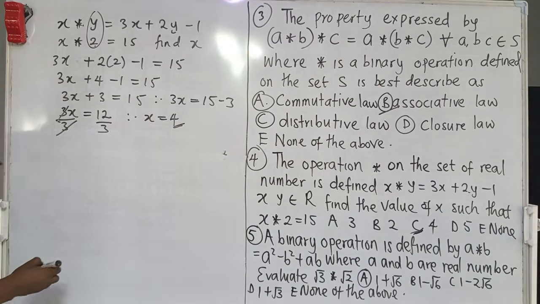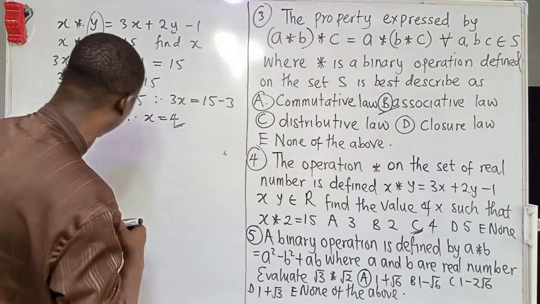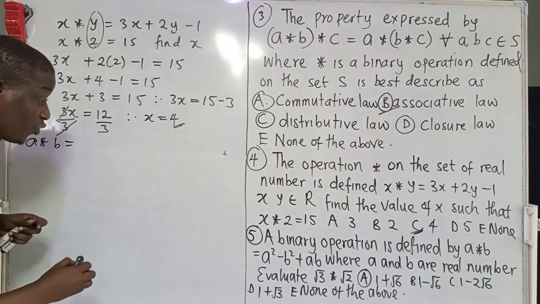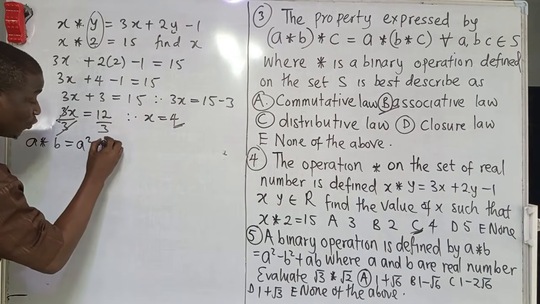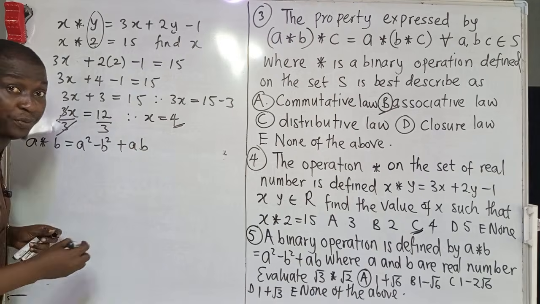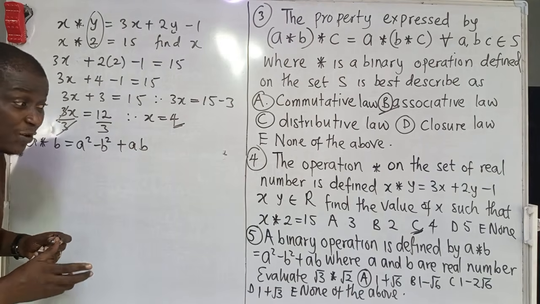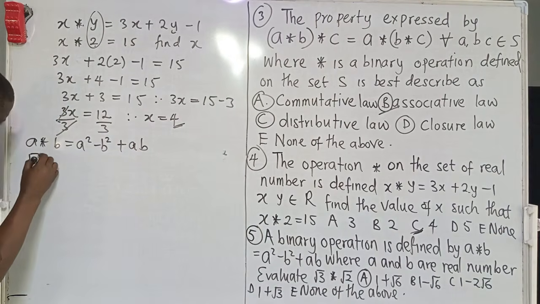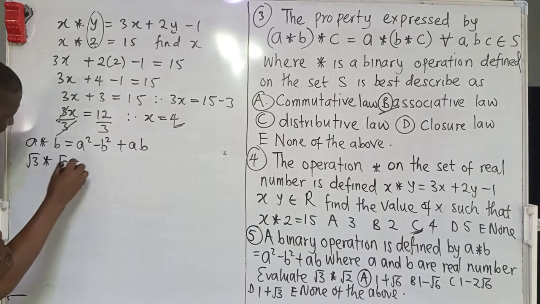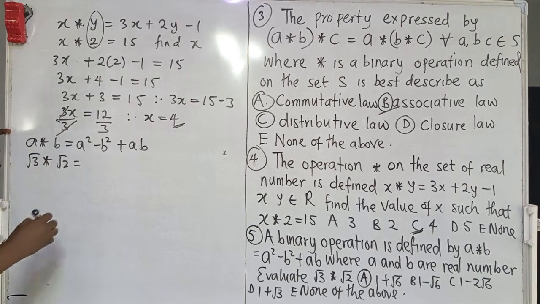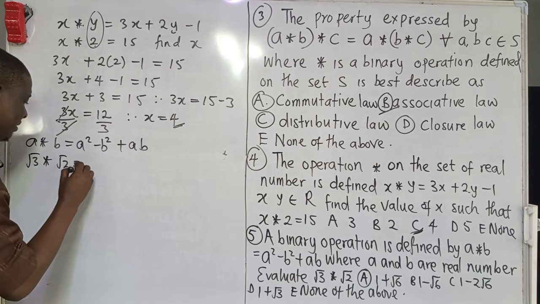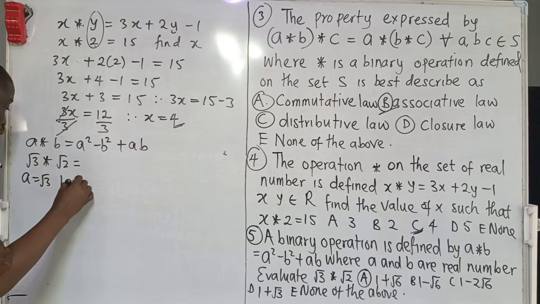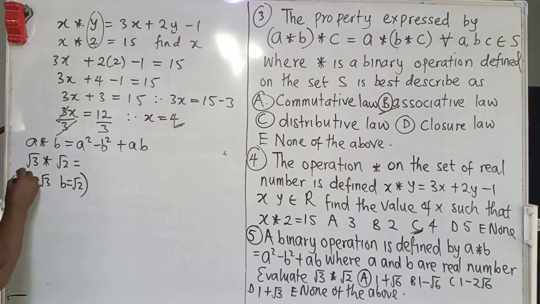Now, number 5 says a binary operation is defined on, A operation B is equal to A square minus B square plus AB. That's what we are given now. They say where A and B are real numbers, evaluate square root of 3 operation square root of 2. Let's play with it. Anywhere you see A, you put root 3. Anywhere you see B, you put root 2. That's what it means.